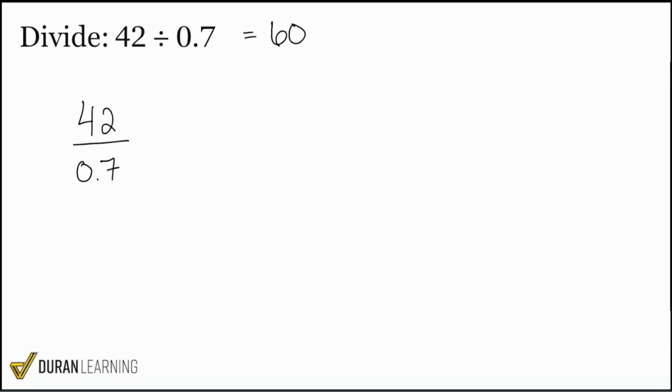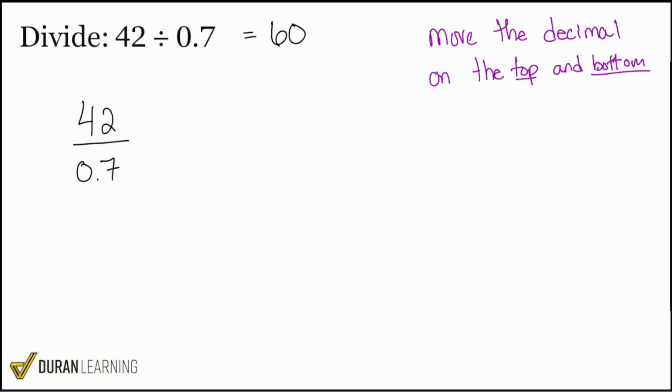Again, we are going to manipulate the fraction. Move the decimal on the top and the bottom until you don't have a decimal. Specifically, until you don't have a decimal on the bottom, because we're dividing by a decimal and we don't want to do that. The easiest way is like this.